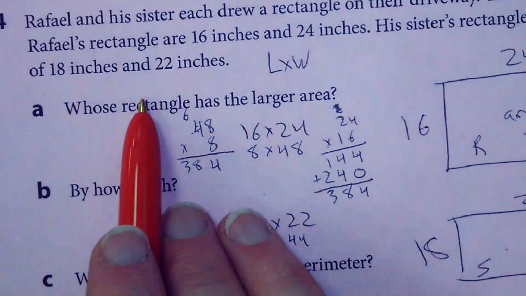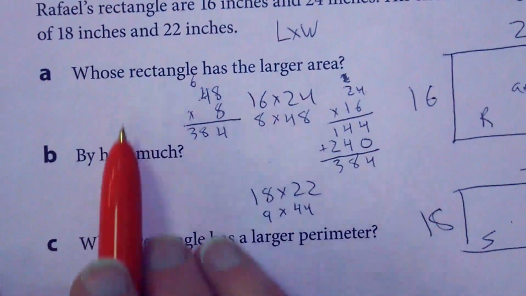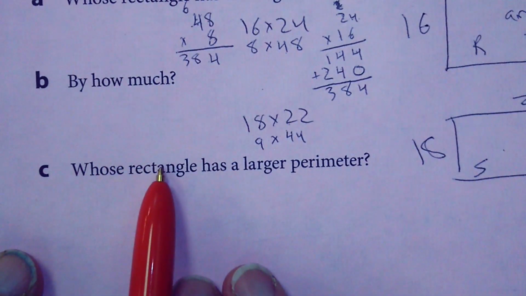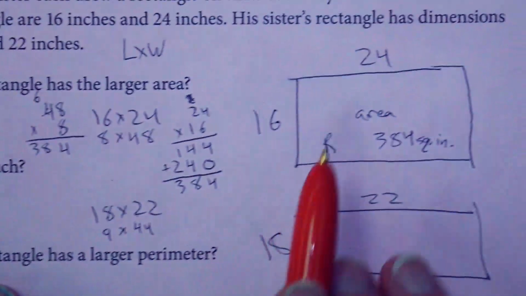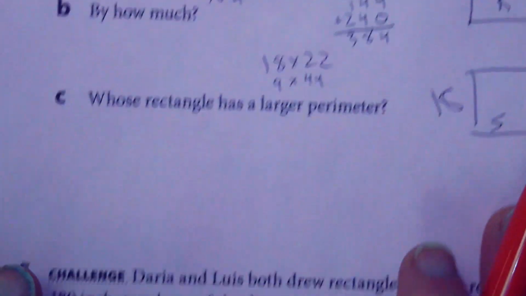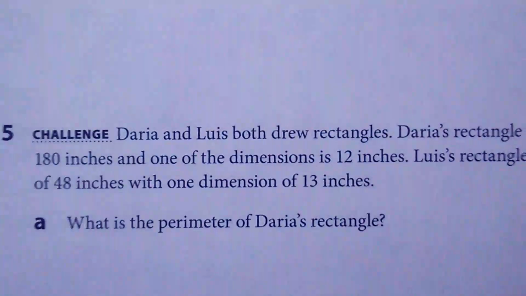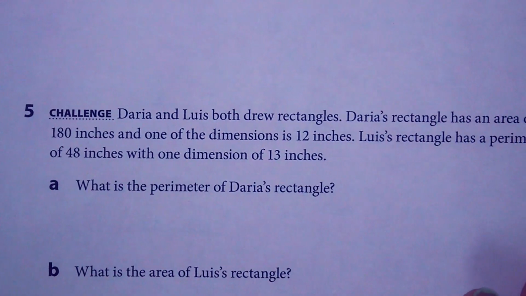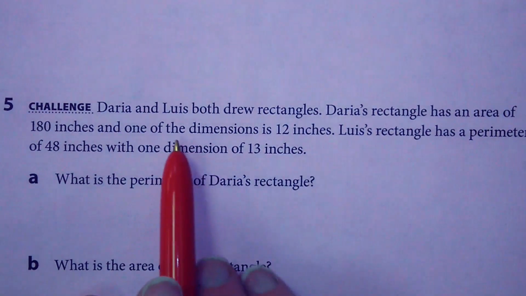The first question says, who has the larger area? By how much you're going to subtract. And then you're going to go back and then figure out the perimeter. And the perimeter you could do now because you know the length and the width, right? Adding up all the sides. Okay? Pause this video. Go through those 3 questions. Make sure you read and answer with the correct units.